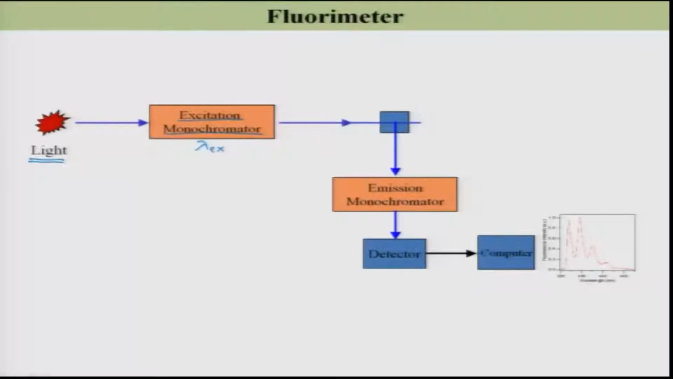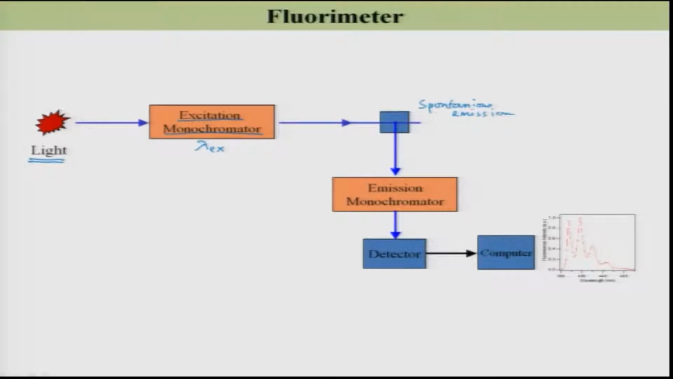This is directed towards the sample, and I told you that fluorescence is a spontaneous emission, and fluorescence is coming out in all directions. We choose to collect this at a right angle compared to the excitation to avoid the scattering of this excitation light.